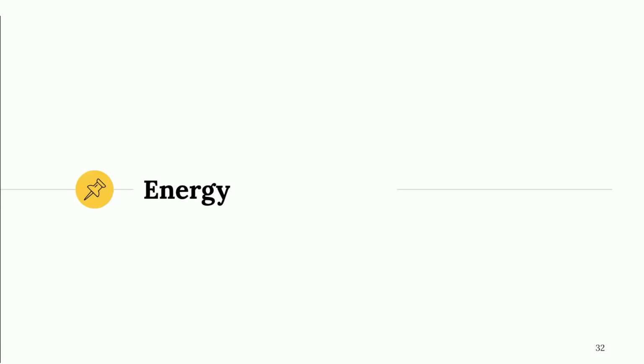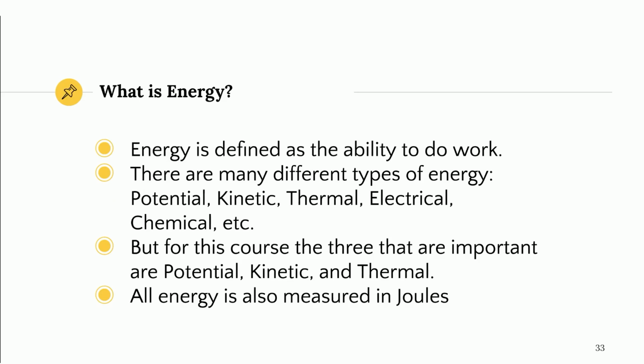Energy. What is energy? Energy is defined as the ability to do work. There are many different types of energy: potential energy, kinetic energy, thermal energy, electrical energy, chemical energy. There are so many different types of energy. For this course, there are only 3 that are important: potential energy, kinetic energy, and thermal energy. Just like work, all energy is also measured in joules.